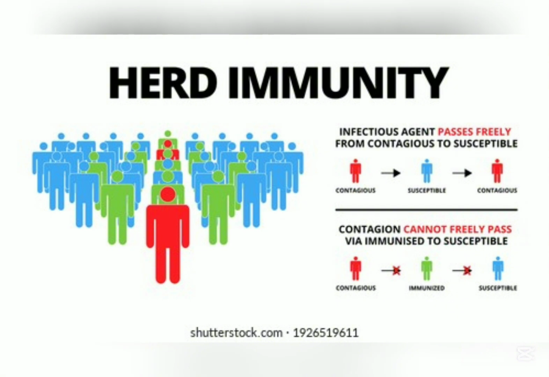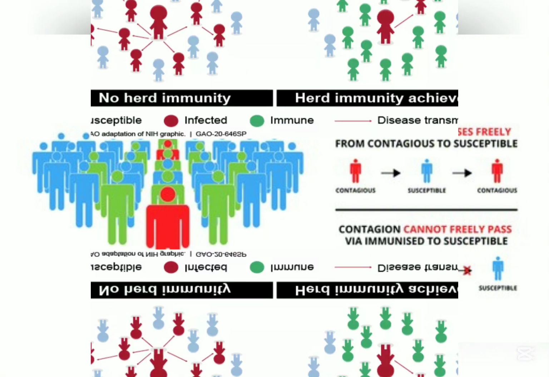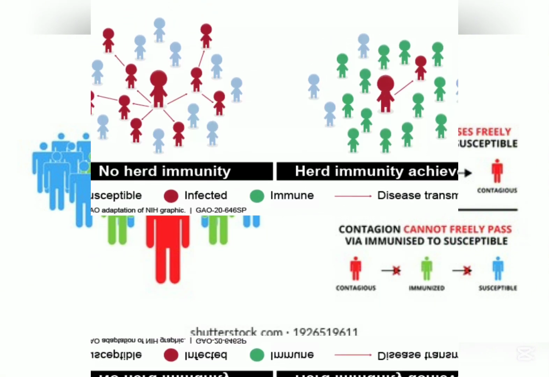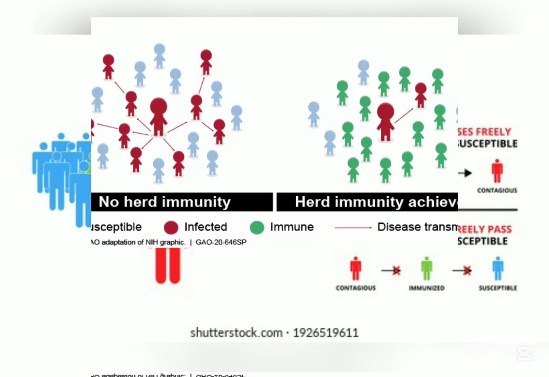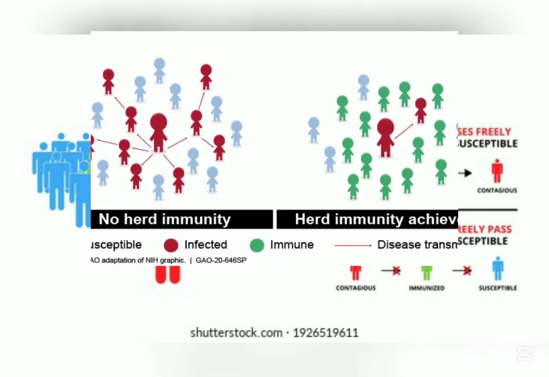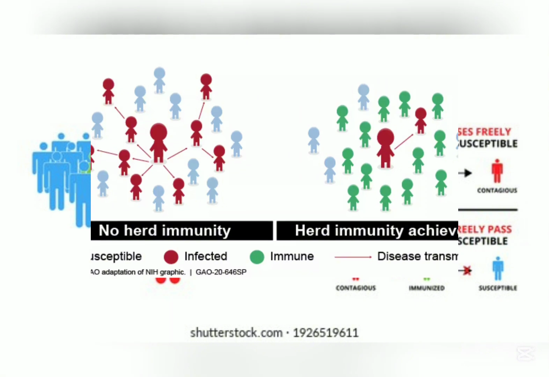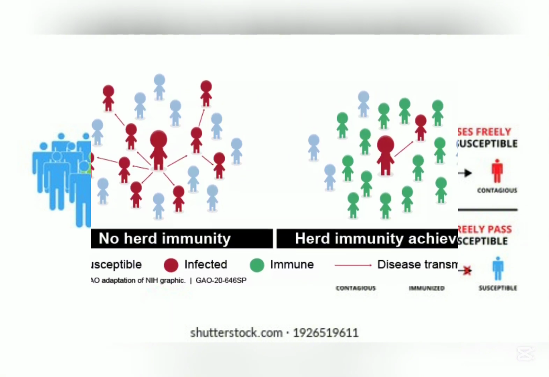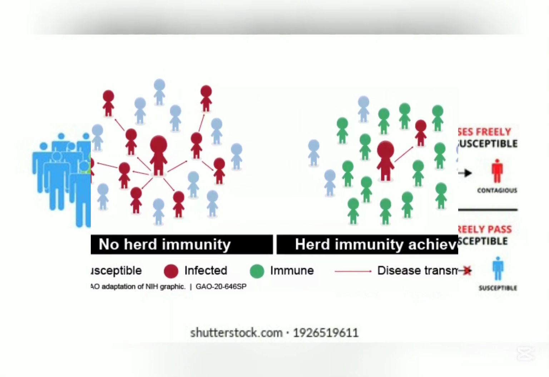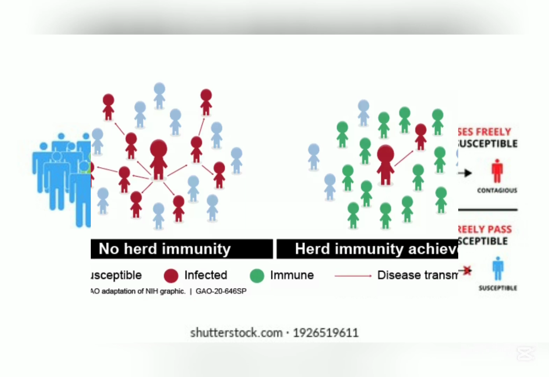First of all, it reduces disease transmission. When a high proportion of the population is immune to a disease, the pathogen has fewer opportunities to spread from one person to another. This is because there are fewer susceptible individuals for the pathogen to infect.